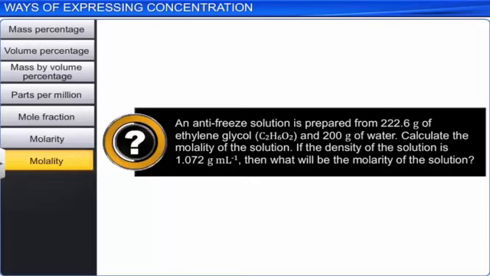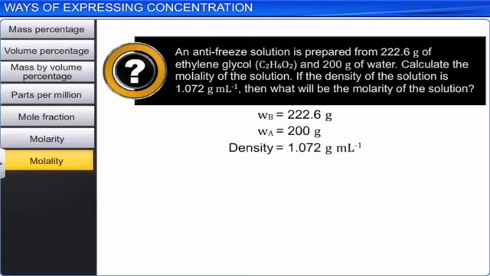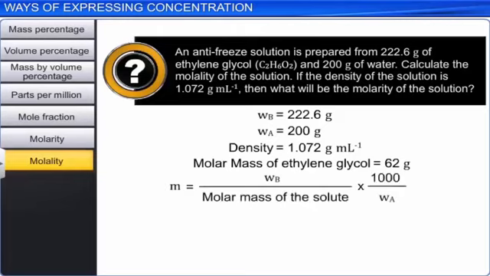The first step is to list the given variables. Wb is equal to 222.6 grams. Wa is equal to 200 grams. And the density of the solution is 1.072 grams per milliliter. The molar mass of ethylene glycol is 62 grams. Substituting these values in the formula for molality, we get m is equal to 222.6 divided by 62, multiplied by 1000 by 200. On solving, we get m is equal to 17.95 moles per kg.